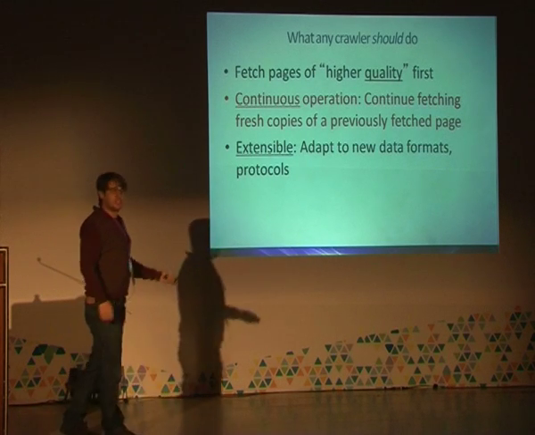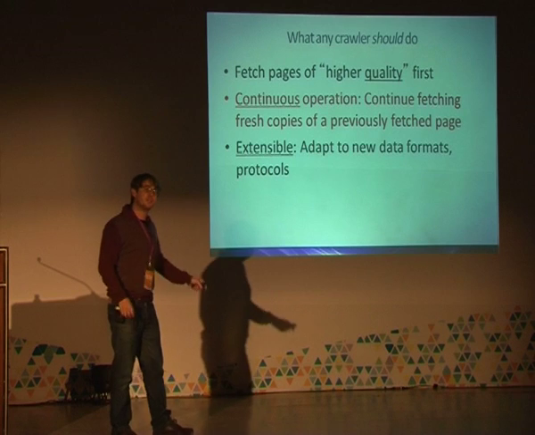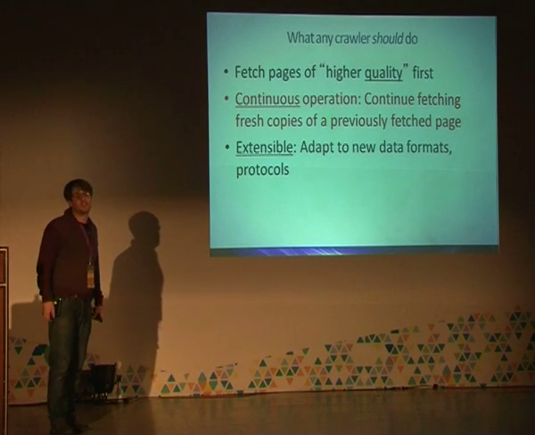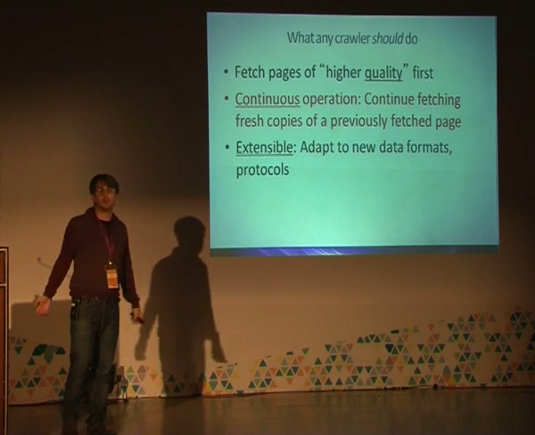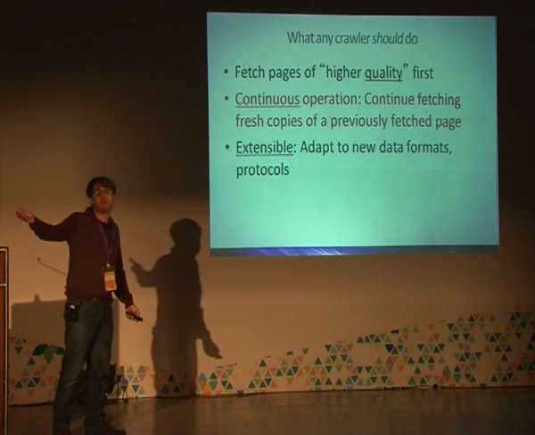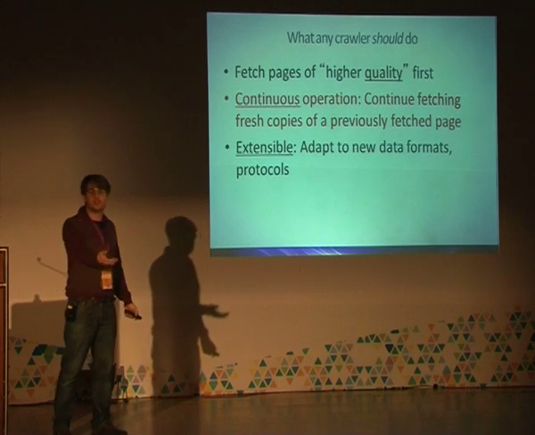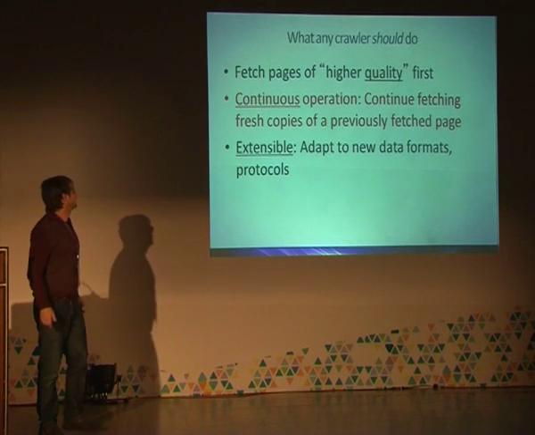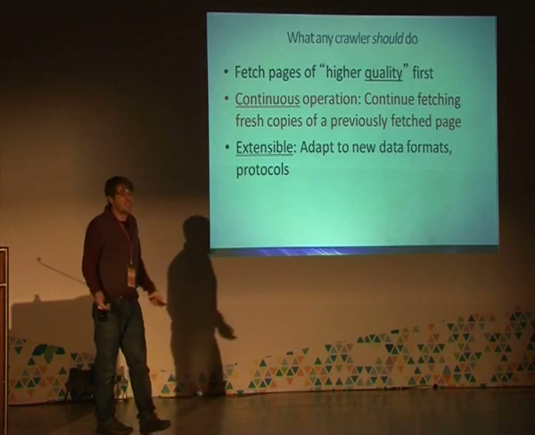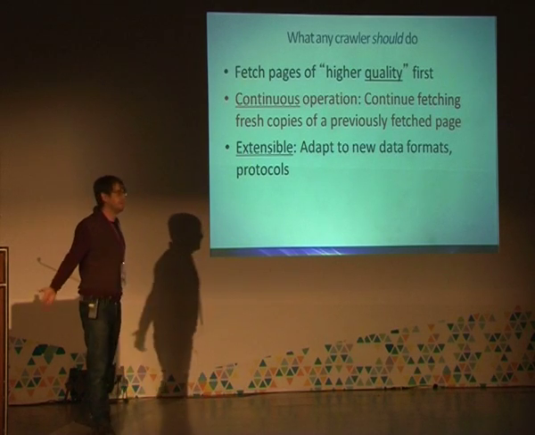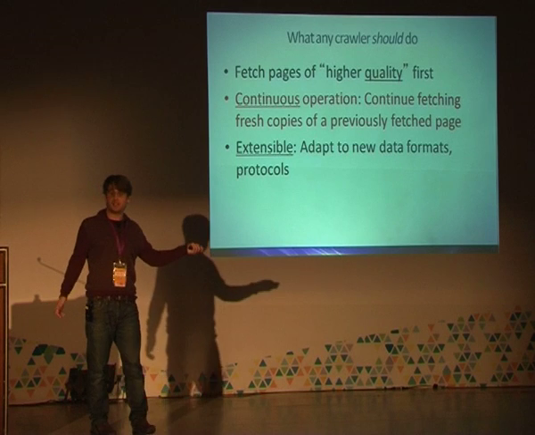Another challenge is that you need to get pages of high quality first. And high quality is something that is application dependent. I guess there's no universal definition of what a high quality page is. For a news site, it might be different than for a general search engine or an image search engine. And you have to do it continuously, because changes occur all the time. Pages are dynamically updated, and you need to reflect this content.